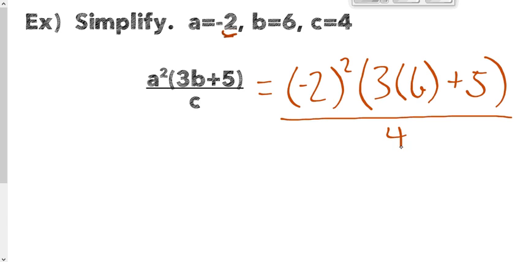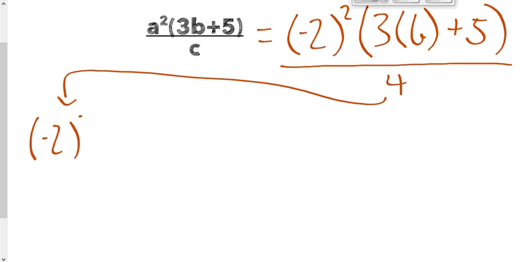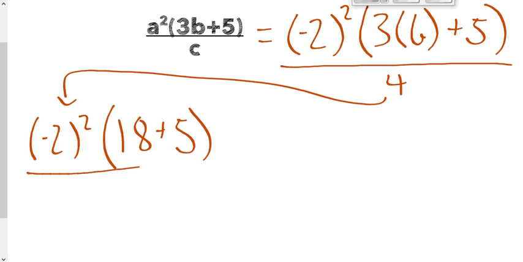Okay, scroll down a hair. Remember, order of operations, looks like I'd go with the grouping in the numerator. So I'm just going to jump over here. So I still have -2 squared, haven't done anything with that yet. And then I've got this grouping of 3 times 6, which I'm going to rewrite as 18, plus 5. Close that up. Big fraction bar, 4 underneath.